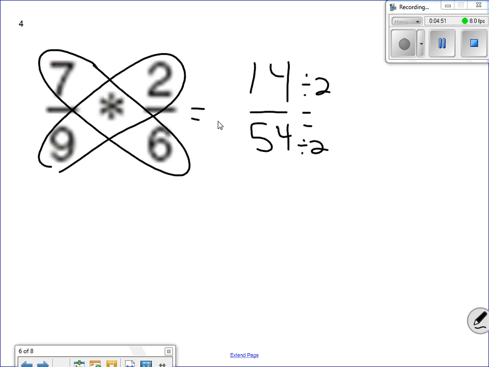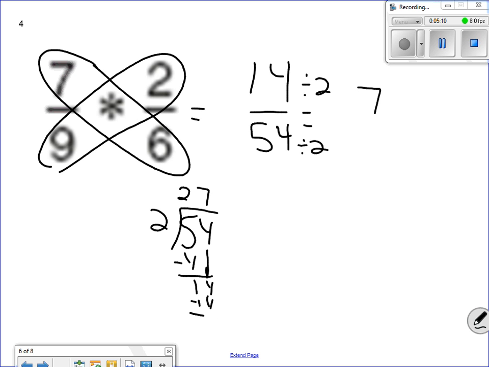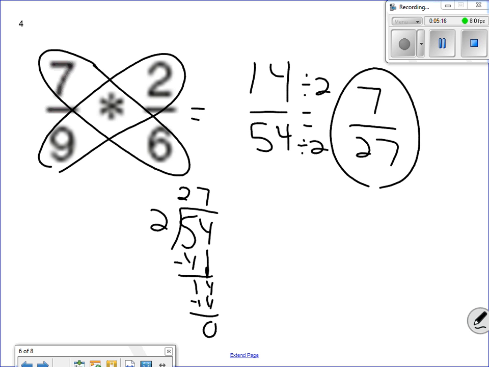So even if you can't cross reduce, sometimes you might have to reduce still if they're both even, right, kids? So we have a 7. What's 54 divided by 2? 2 goes in there twice. Bring down the 4. Gives me a 7. 27 is my answer. 7 over 27.